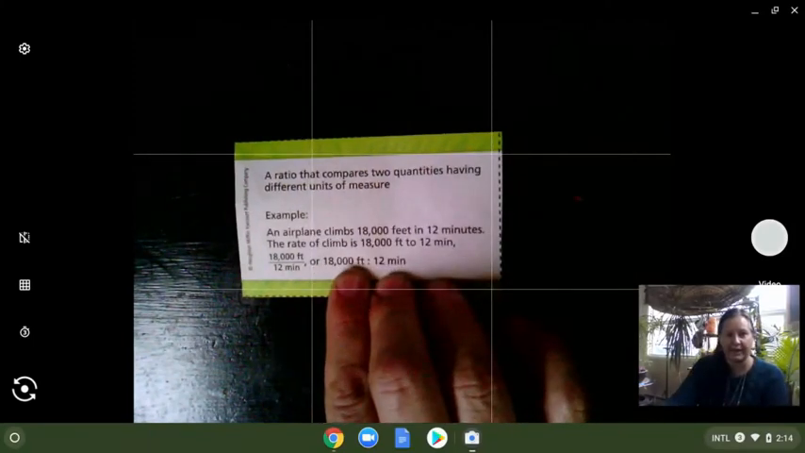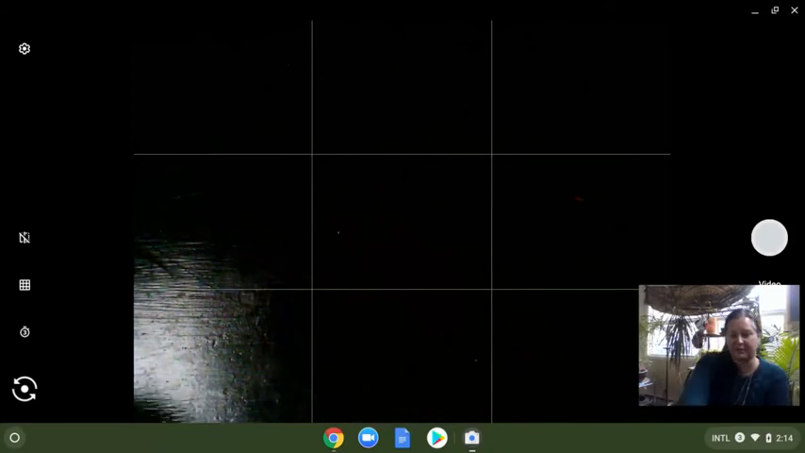So a rate is just comparing two things that are happening. It could be a measurement of how long. We hear miles per hour. Maybe if you're making a recipe, it could be cups to total ingredients. There's lots of ways we use rates, and we will learn more about those this chapter.